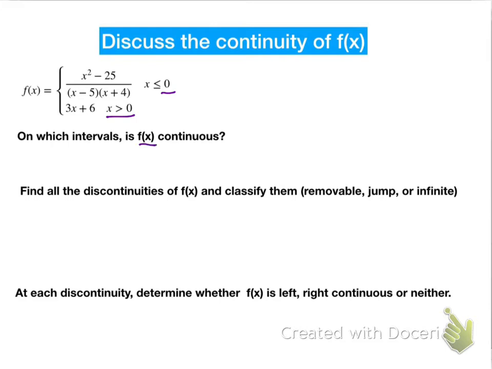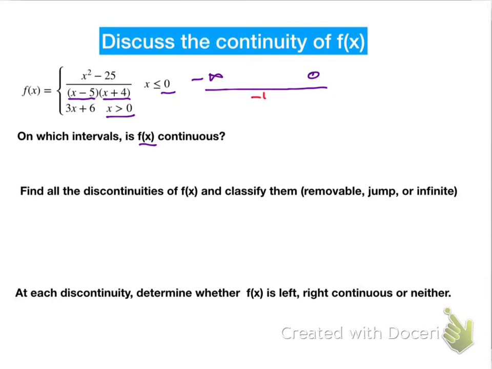Since f of x is comprised of two subfunctions, we want to look at the continuity of each function on its domain. From negative infinity to 0 first, we have a rational function, and the denominator has factors of x minus 5 and x plus 4. So we know that the function is discontinuous at x equals 5 and x equals negative 4, right?